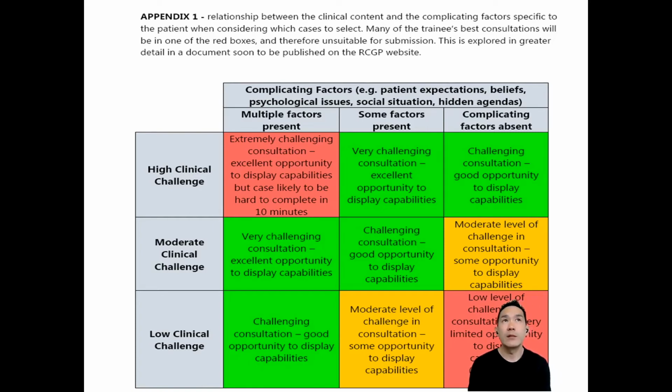So the way to really case select is to have a look at the e-consults that are coming in, to see what the presenting complaint is, having a look into the patient's notes. Sometimes in the e-consult, you can see what the patient wants from you.